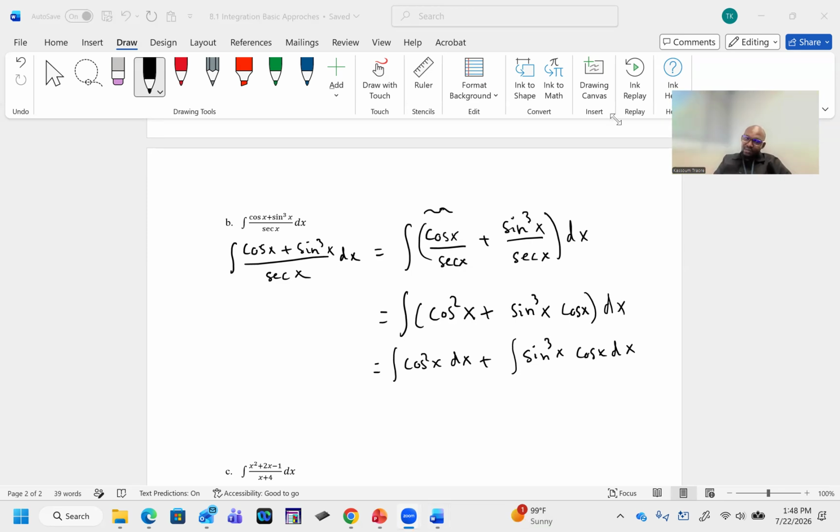We don't have the power of trigonometric function integration yet, right? So you have to use one of the identities to break this one down. Which one can you use? Think about half angle. We know cosine square of x is the same thing as 1 plus cosine of 2x divided by 2, right? Divided by 2.